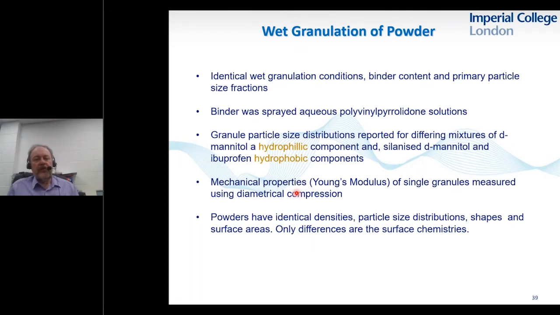So in the study I'm going to talk to you about today, we are going to use a PVP solution as our binder. We're going to look at the particle size distribution as well as the Young's modulus of the granules we manufacture. And we're going to have both a hydrophobic mannitol component as well as a hydrophilic normal component, at different ratios. So the idea is, as the hydrophobicity of the powder mixture changes, how does it affect granule properties? Do the granules get bigger or smaller, or are they unchanged? And also, does it affect the mechanical strength of the granules we make?